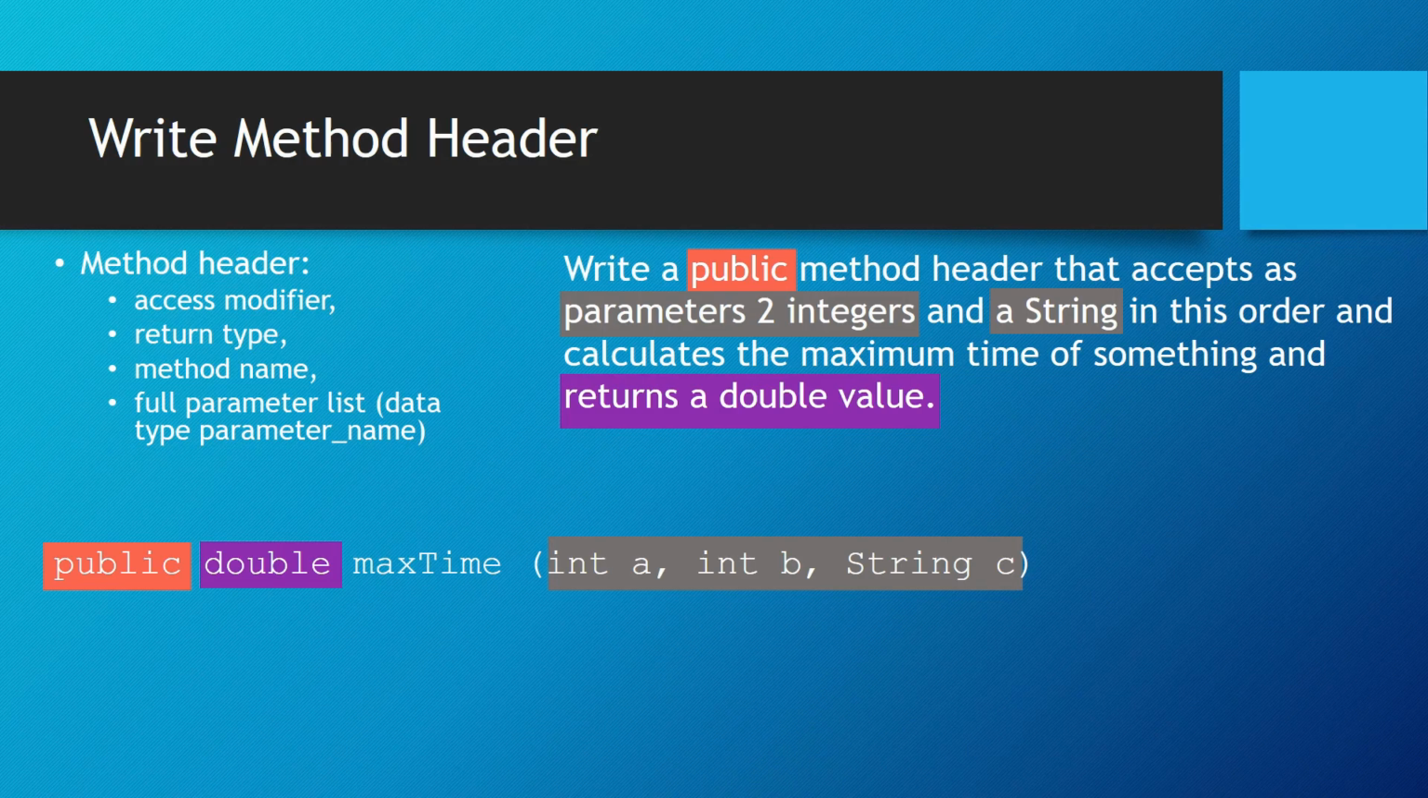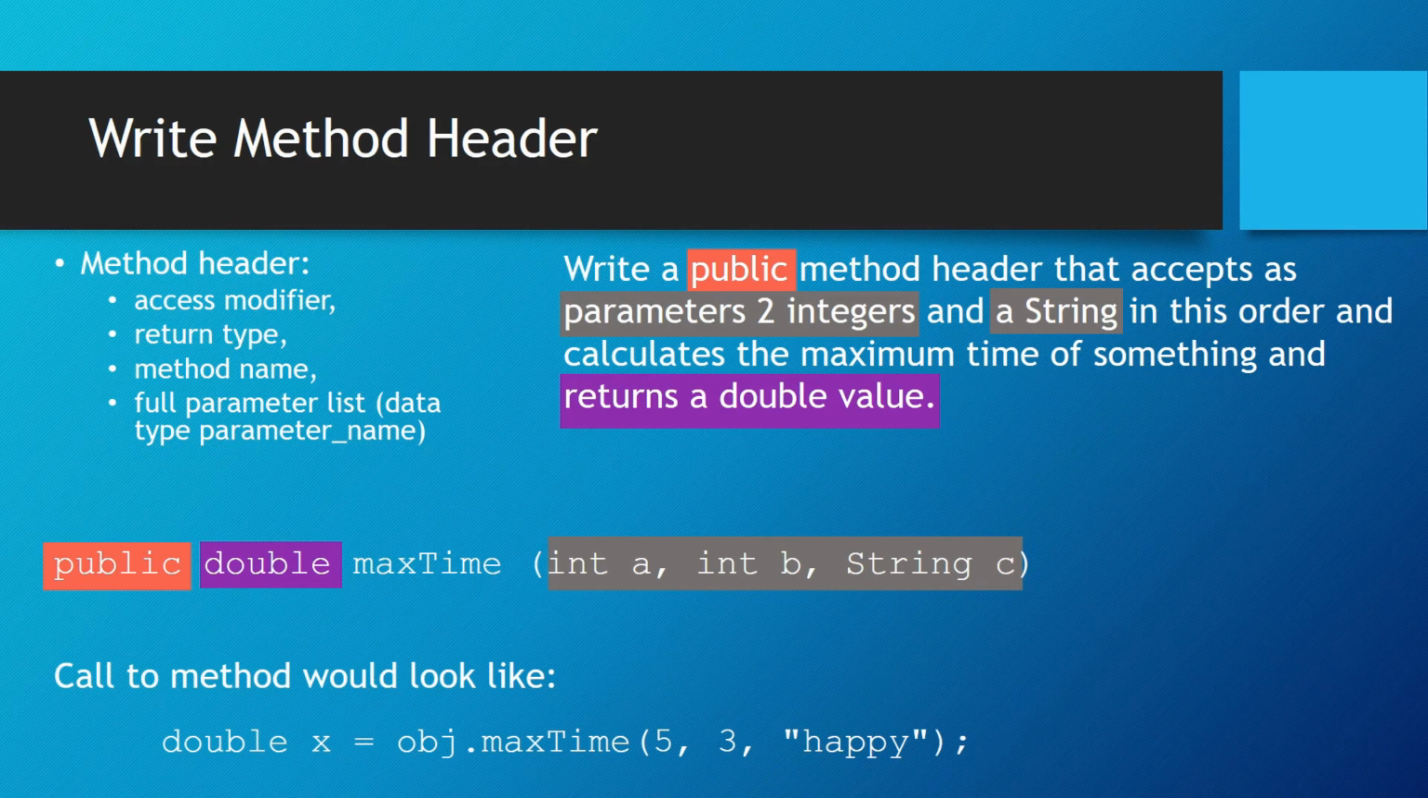When we actually call this method, we would write double x, because this method is returning a double value, and we need to capture that in a variable. So we have double x is assigned the value object.maxTime. Remember that since this is Java and it is an object-oriented programming language, all methods, unless they are in the class, have to be invoked from an object.